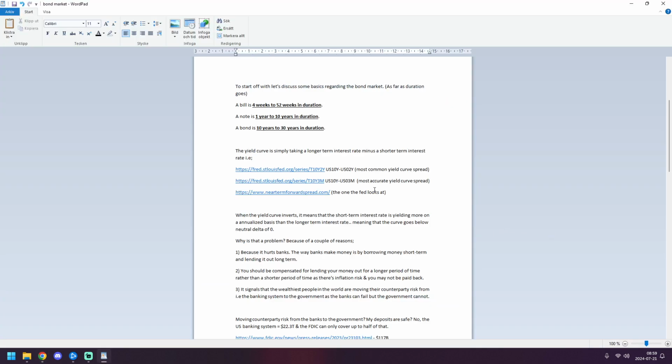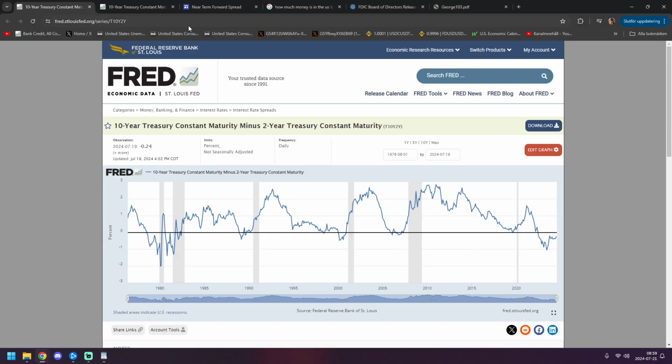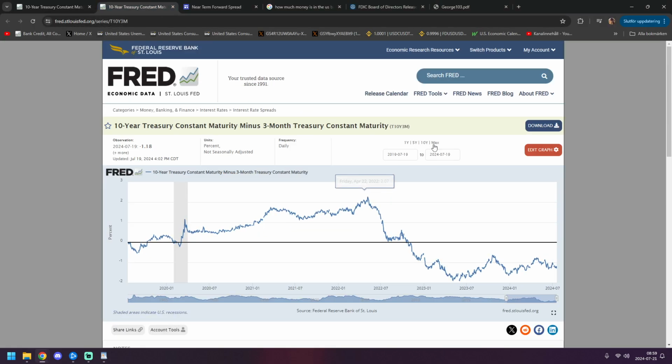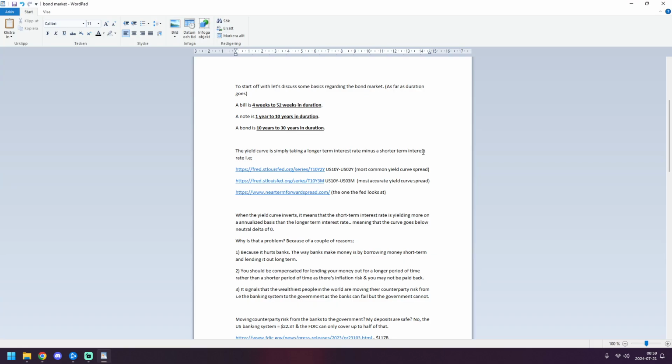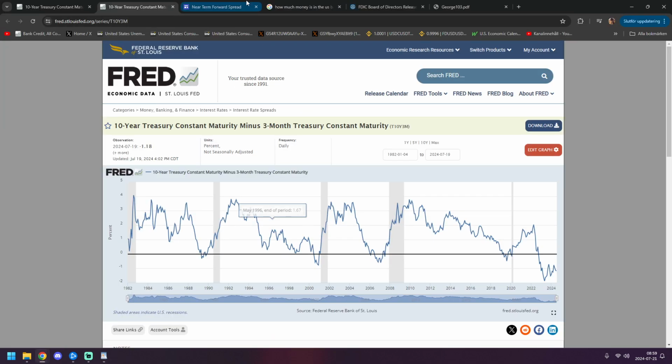Okay, and then we have the 10 year minus the 3 month, which is this one. It's the most accurate one, and the 10 year minus 2 year is the most common one. Then you have the near term forward spread, which is the one that the Fed looks at, which is this one.